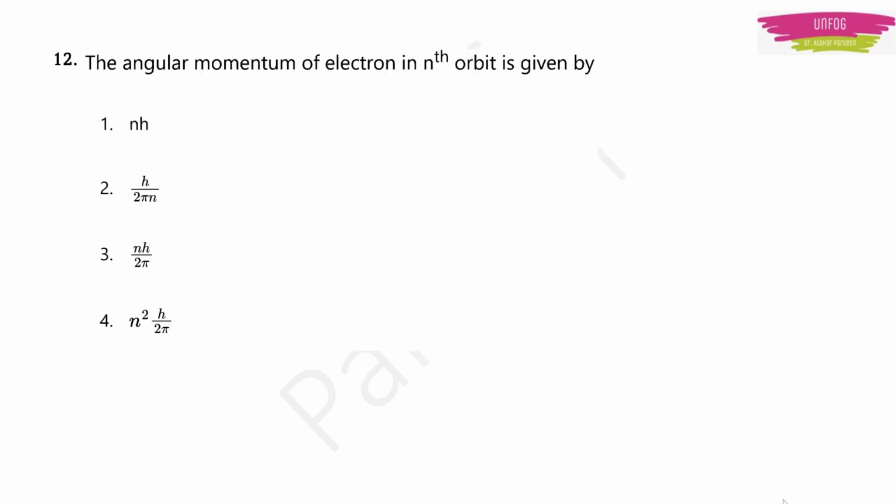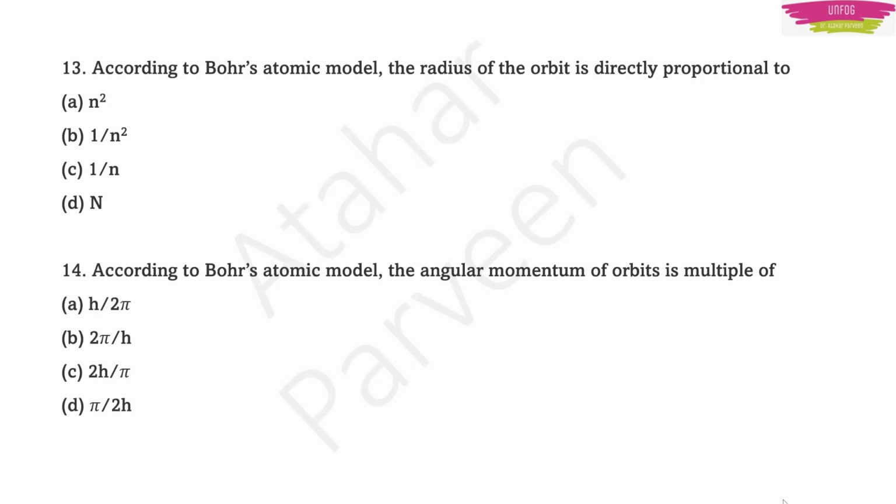Next question. The angular momentum of an electron in the nth orbit is given by, of course, nh by 2 pi. According to Bohr's atomic model, the radius of the orbit is directly proportional to n square. According to Bohr's atomic model, angular momentum of the orbit is a multiple of h by 2 pi. See, multiple of h by 2 pi means it is nh by 2 pi. Okay.